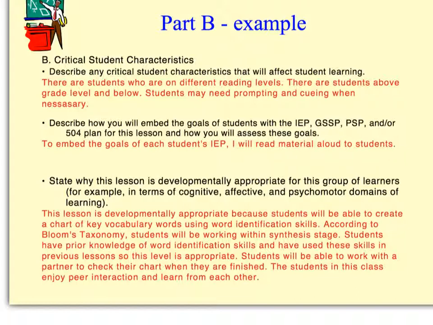So the filled in red says, to embed the goals of each student's IEP, I will read material aloud to students. So in this section, basically, they're asking you, as I've indicated in red, tell us what you're going to do to address the goals of your students, in this case IEPs, in some instances the GSSP or the PSP or even 504s, but I'm only having you address IEPs for this class. Look at the sample lesson plan that I had you print out as well and what is written there.